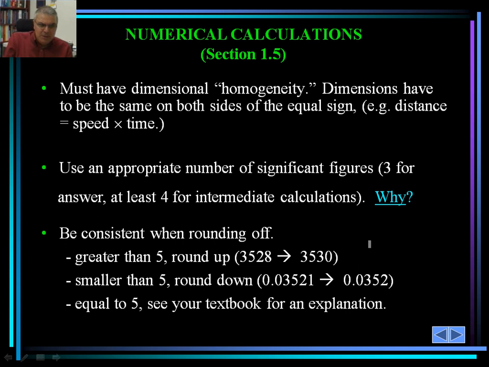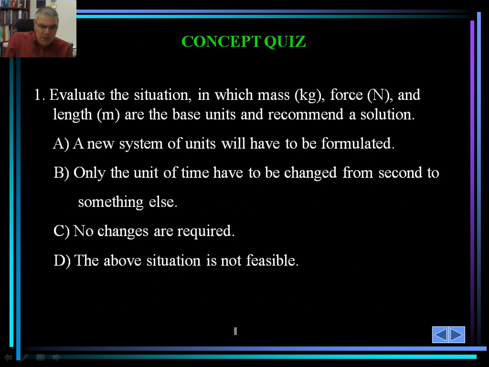If it's greater than 5, we round it up to the next number. If it's smaller than 5, we round it down to the lower number. 0.03521 would be rounded into 0.0352, and you can read more in your text.